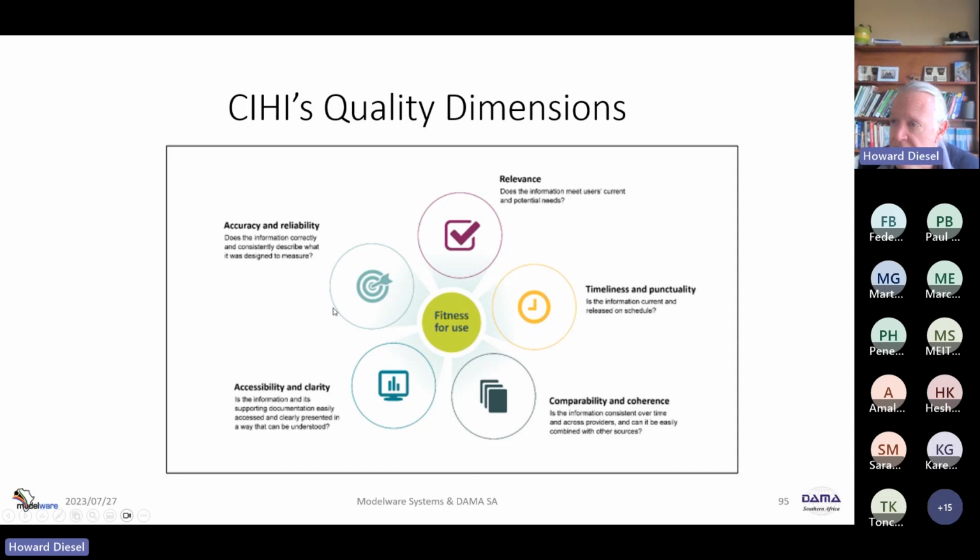Okay, and then these are their data quality dimensions. Fit for purpose, fit for use, we all know that. Relevance: is the information meeting the user's requirements and potential needs? So it's all about, is the data that we've got helping people understand the challenges they're facing with the health industry and to make the appropriate adjustments. Okay, what's the timeliness of it?